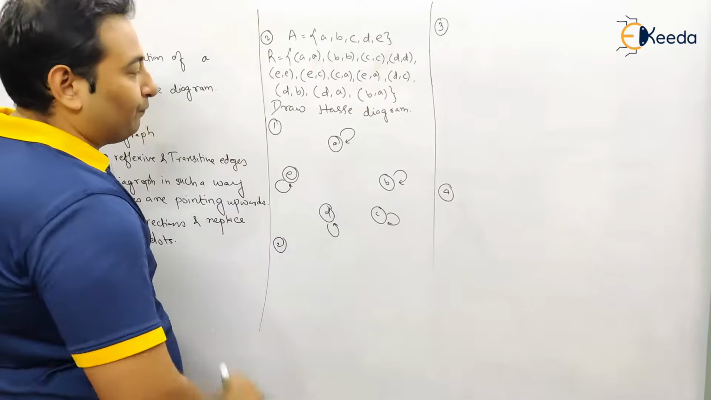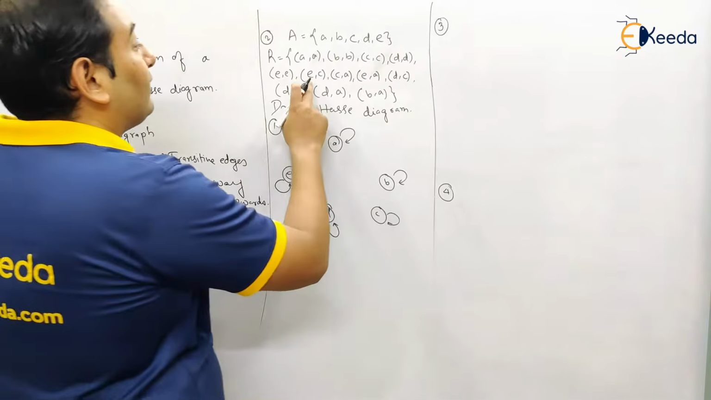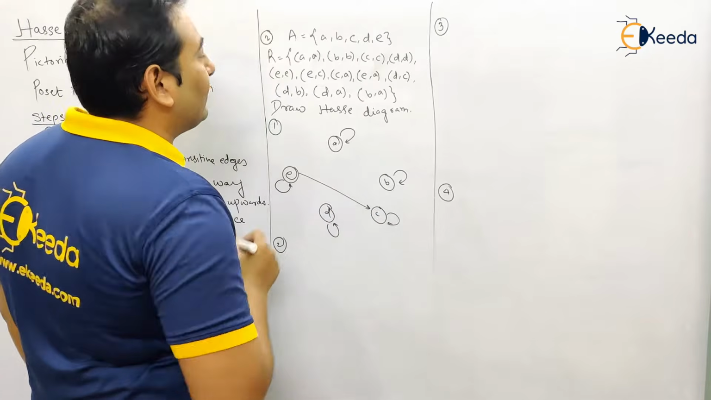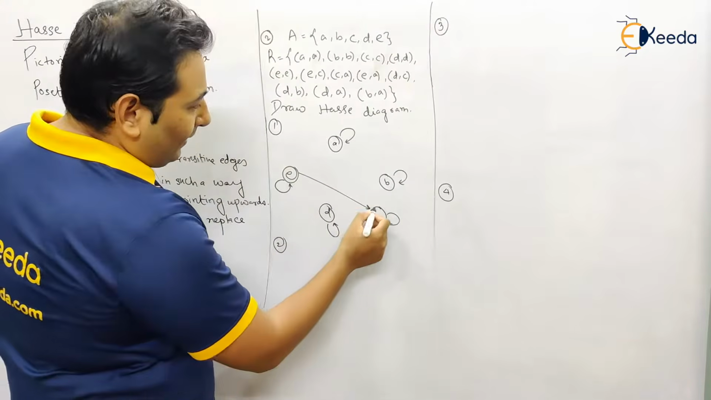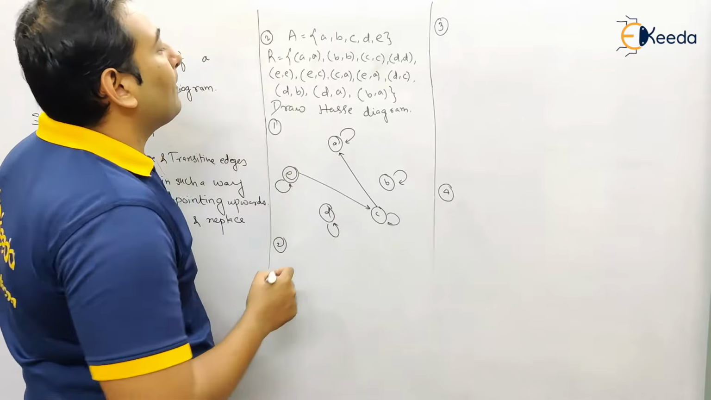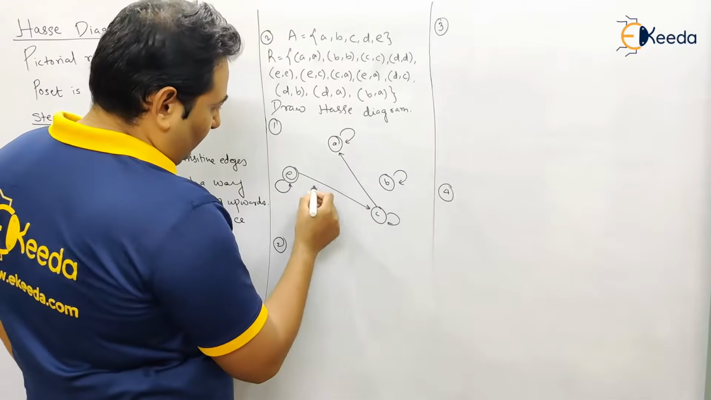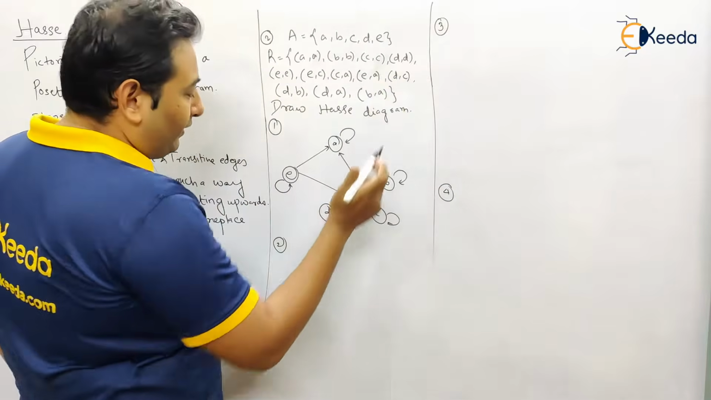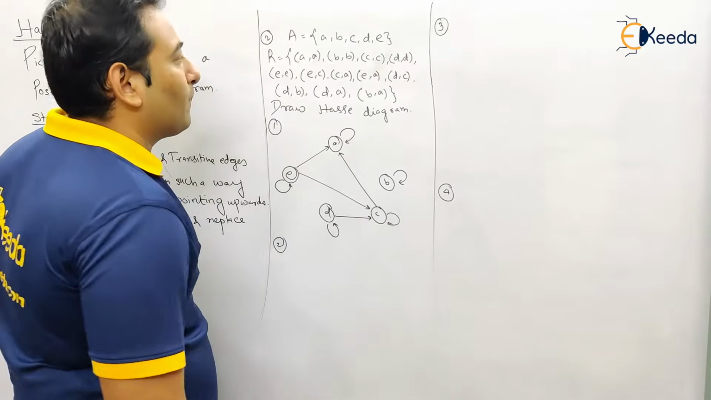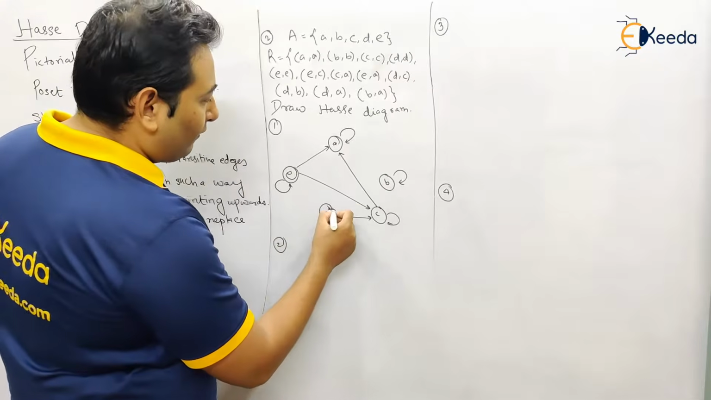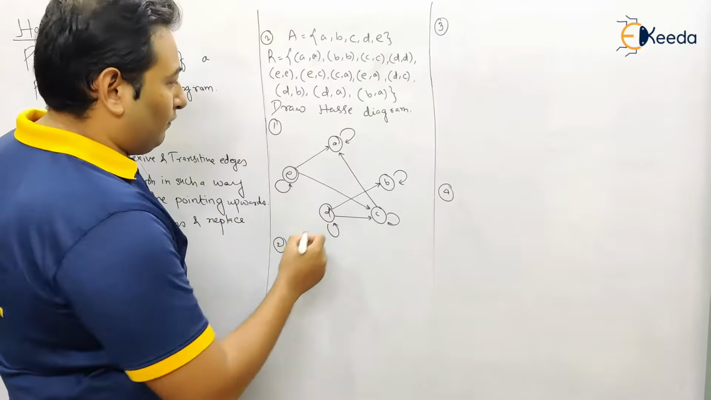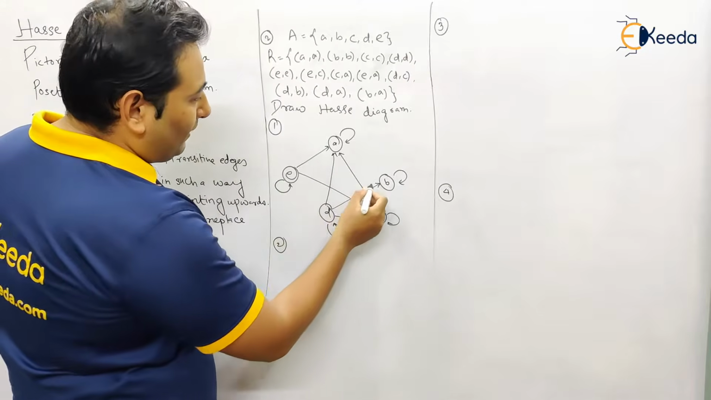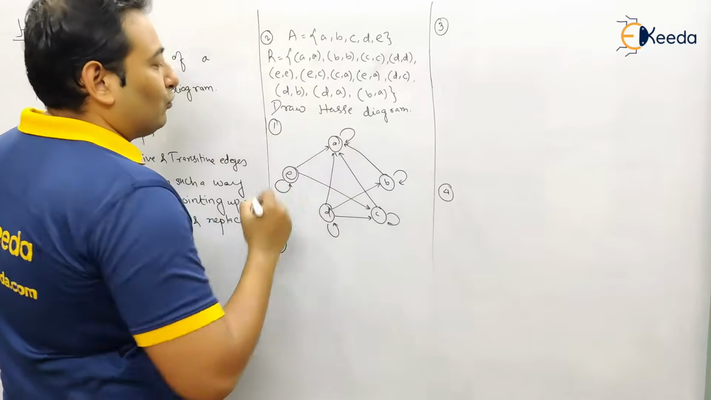Next, let us check. After that we have EC. So this is your EC link. CA. So this is your CA link. EA. Then we have DC. Then we have DB. We have DA. Then we have BA. So this is your diagram.